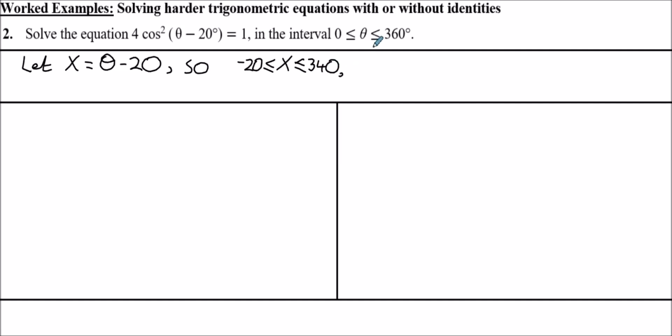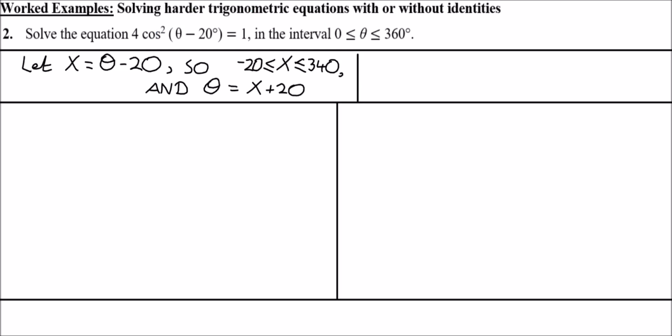And it's worth just noting what theta is in terms of X. So if we say big X is theta minus 20, then fairly obviously theta is going to be big X plus 20. So I'm just going to let this hang above and to the side. We can return to this and remind ourselves later. Next, let's think about solving this.